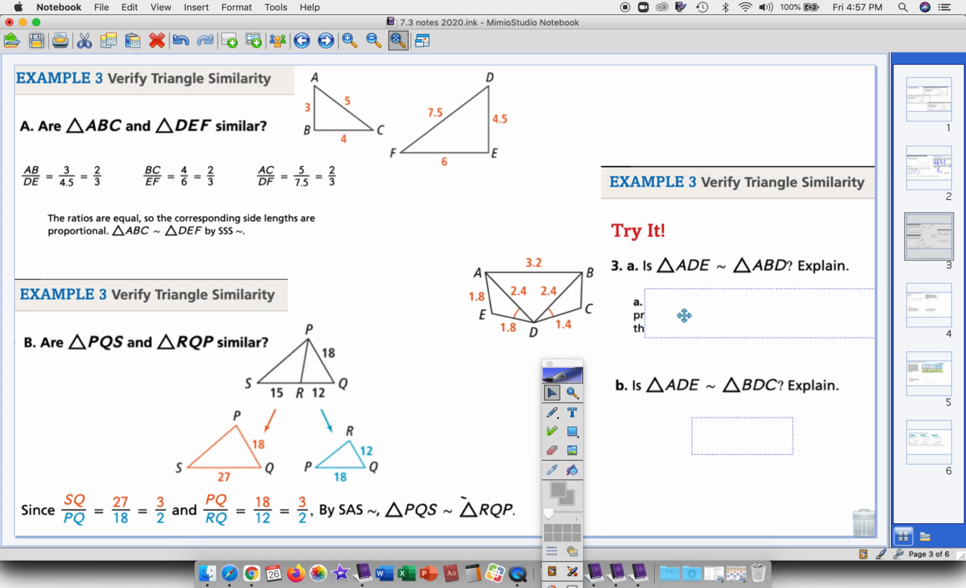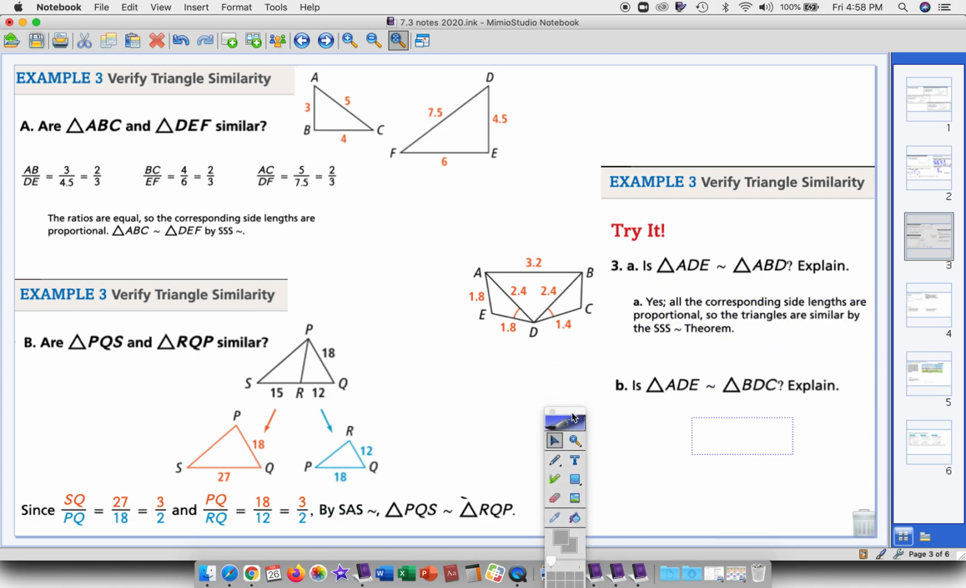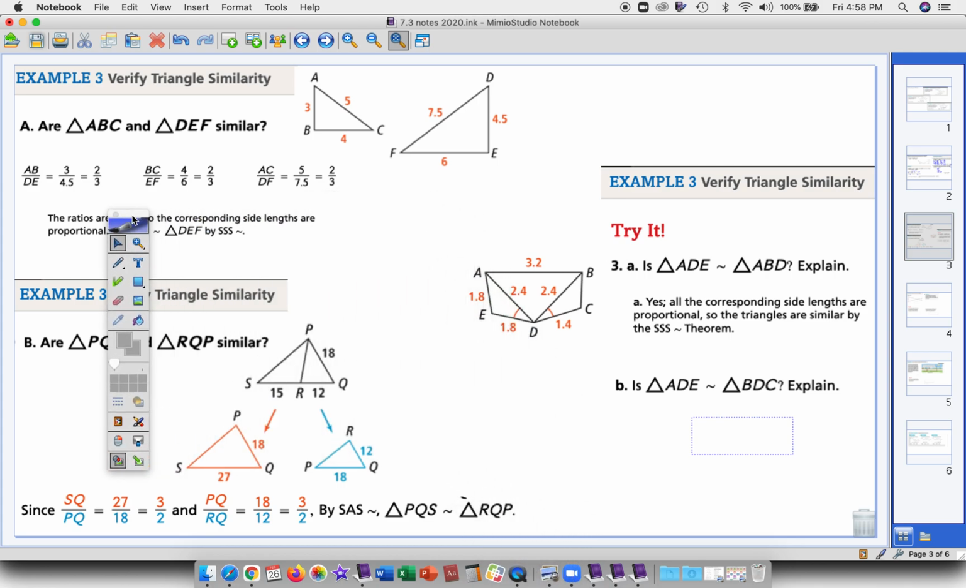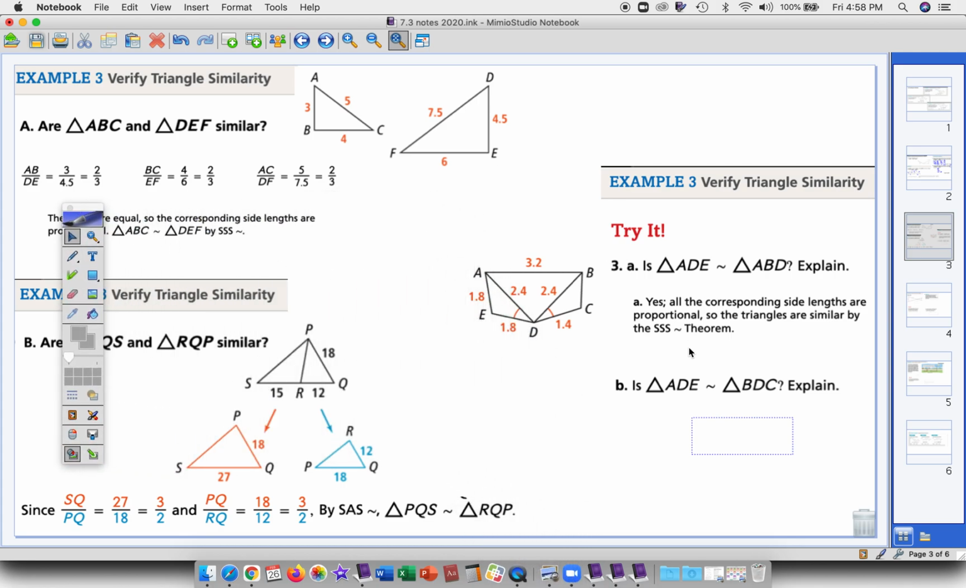For Try It 3A, hopefully you found that the answer is yes, they are similar by SSS. And for B, no. If you set up the ratios of AD over BD and set that equal to DE over DC, then you should have found that those ratios are not equal. Therefore, the triangles are not similar.